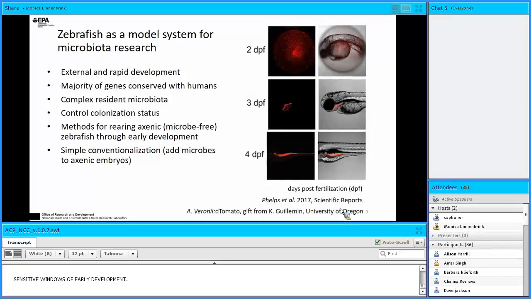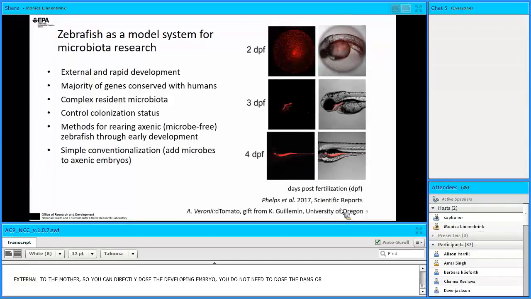So we're using zebrafish as a model system to get at these questions for a number of reasons, and the first two bullets really highlight the benefits of using this model for developmental toxicology research. Zebrafish develop external to the mother, so you can directly dose the developing embryo. You do not need to dose the dams or the moms.